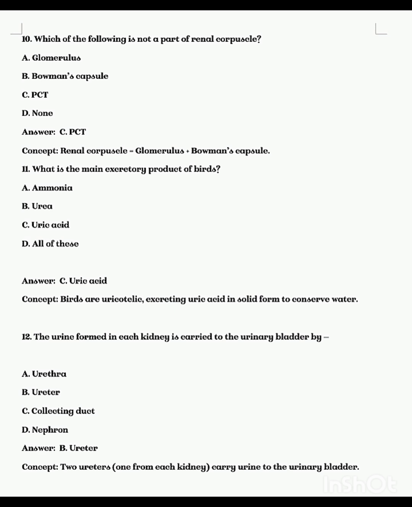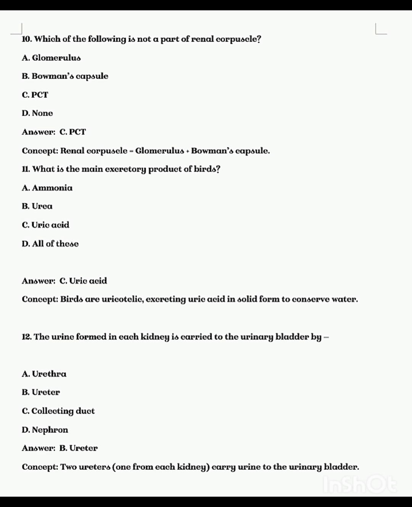11. What is the main excretory product of birds? A. Ammonia, B. Urea, C. Uric acid, D. All of these. Answer C. Uric acid. Concept: birds are uricotelic, excreting uric acid in solid form to conserve water.